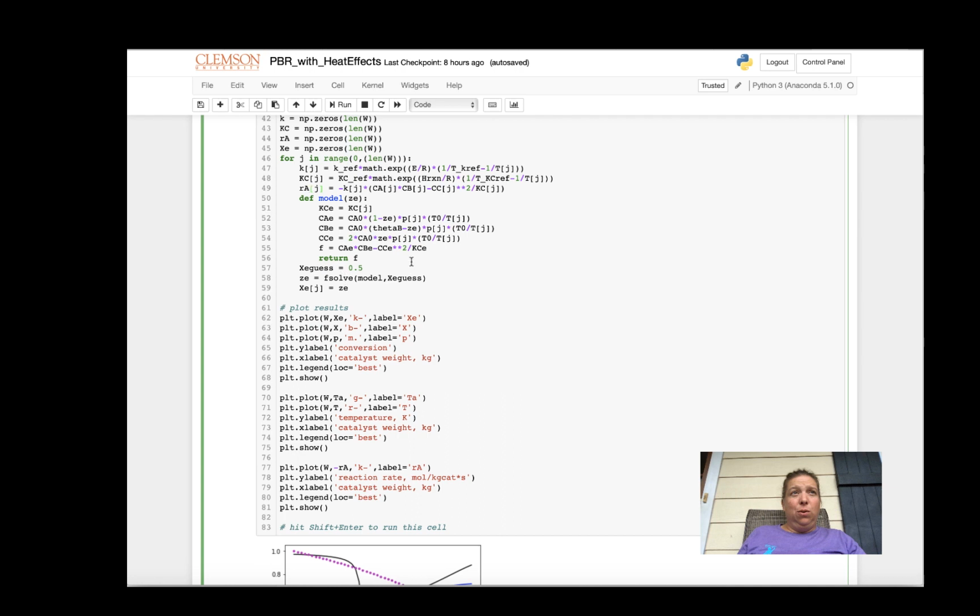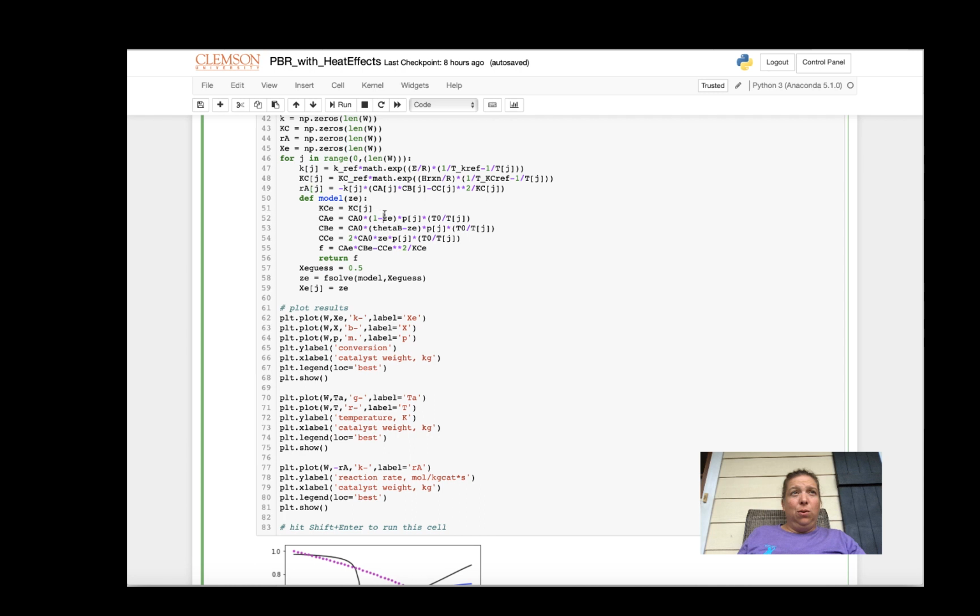What fsolve does is it finds the roots of that equation. In this case, it's going to find the value of x that sets the reaction rate equal to 0. So again, this is within my for loop, so as I loop over values, I'm going to find the equilibrium conversion at each case. So that's what I'm setting up here.